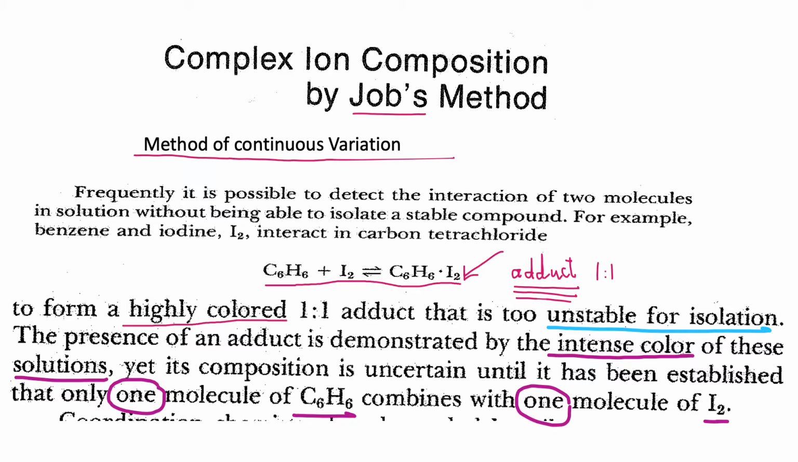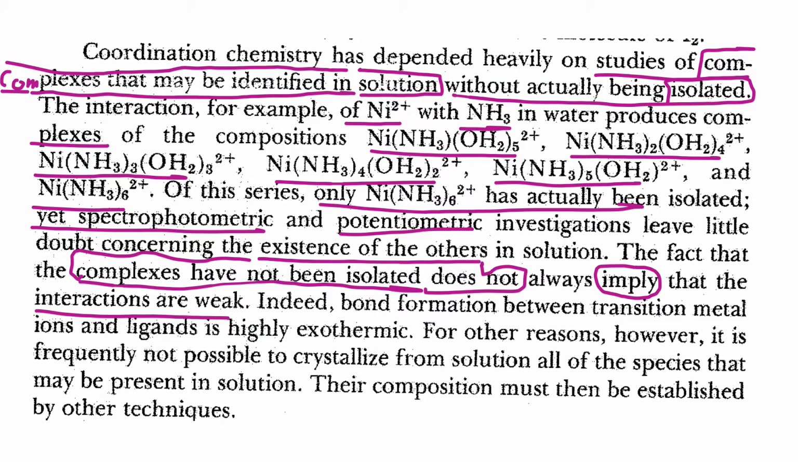For example, if we have benzene and iodine in solution, the adduct formed is 1 to 1, and you have an intense color in solution by the 1 to 1 iodine adduct. The same thing, we can look at the transition metal complexes in solution. Some complexes we cannot isolate from solution.